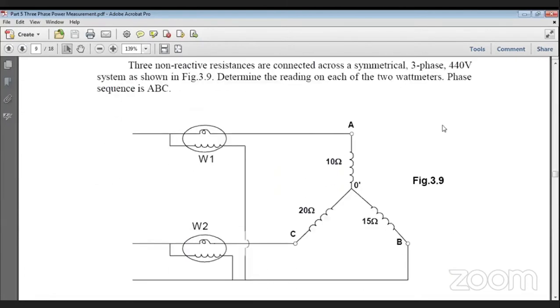Now you have to find out the readings on the two wattmeters. Now, how do you do that?